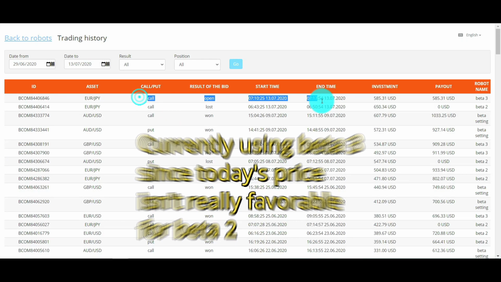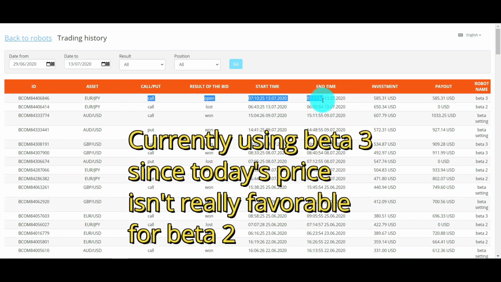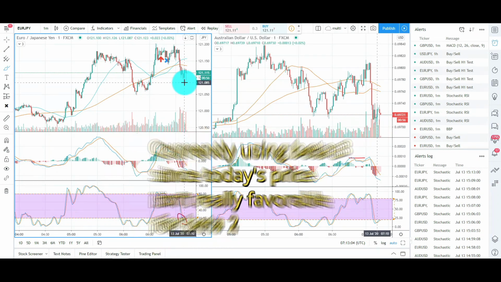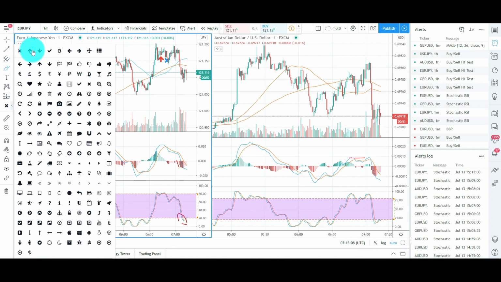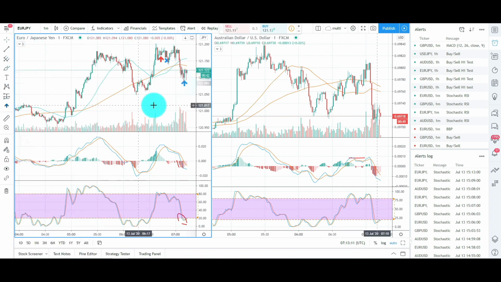Okay, now we have a call trade open at 710, and I'm going to put an upward arrow at 710. Alright, so based on the previous example, you guys probably noticed that I look for a very specific situation.